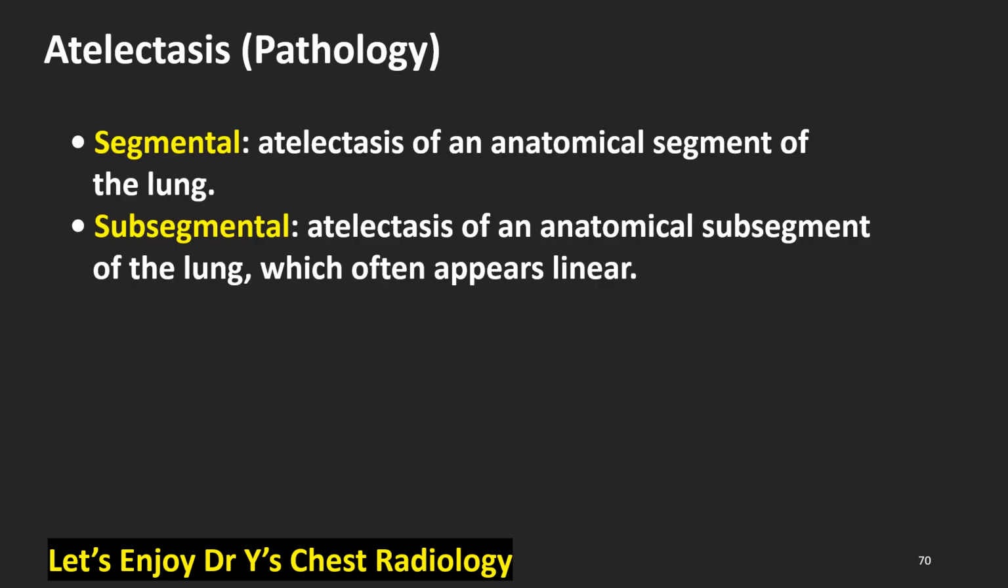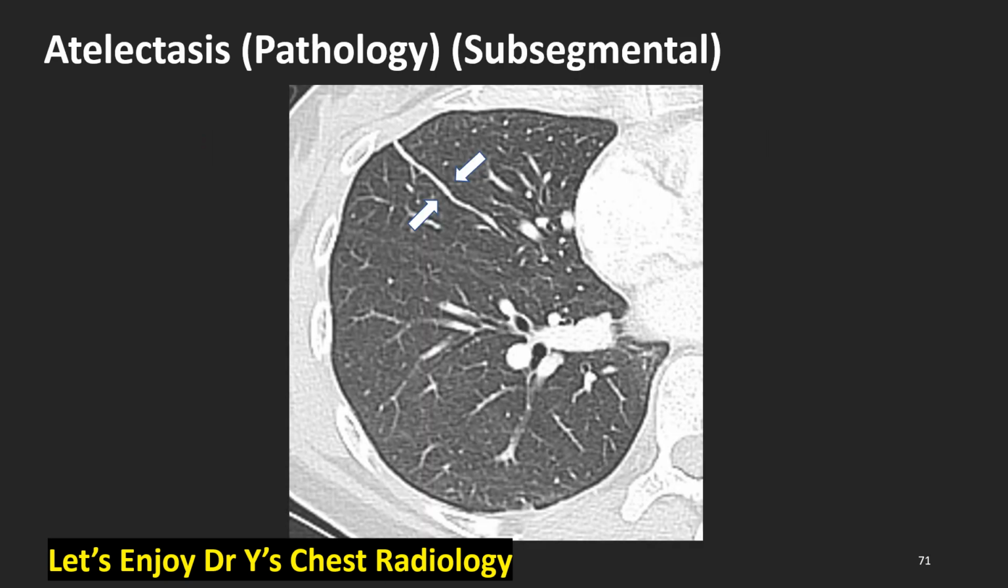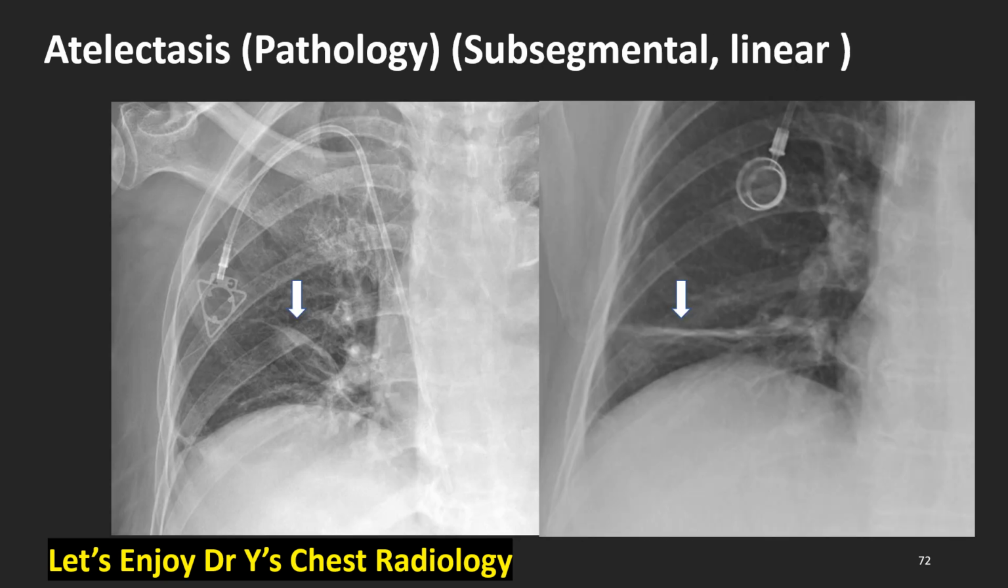Atelectasis pathology, segmental. Atelectasis of an anatomical segment of the lung. Subsegmental. Atelectasis of an anatomical subsegment of the lung, which often appears linear. Arrows indicate subsegmental linear atelectasis. Both arrows indicate subsegmental linear atelectasis.